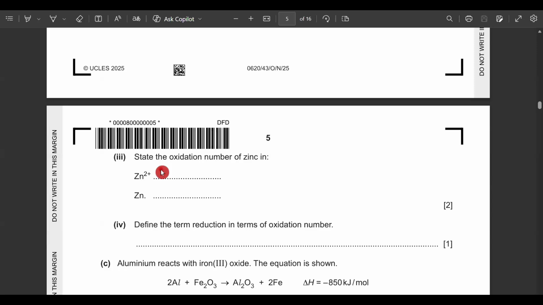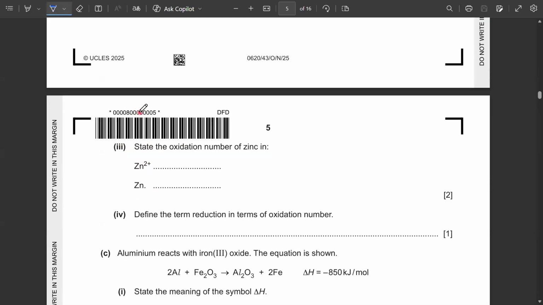State the oxidation number of zinc in Zn2+ and Zn. So we need to understand that whenever we have the atom along with a charge on it, if it is just one atom along with the charge on it, then that charge will also represent its oxidation number. So Zn with 2+ charge will have a charge of 2+ on it. So this is the oxidation number.